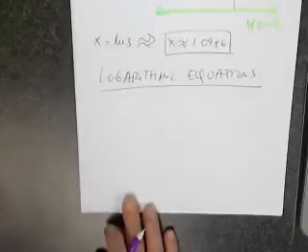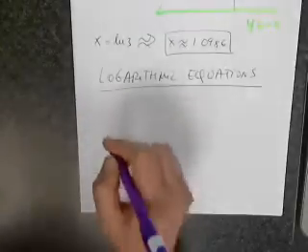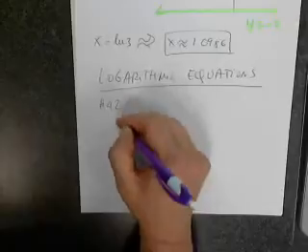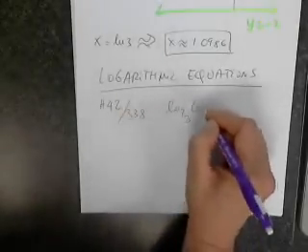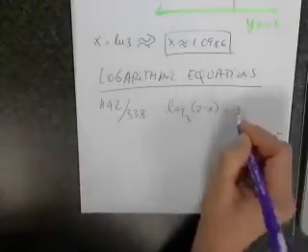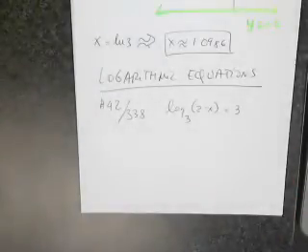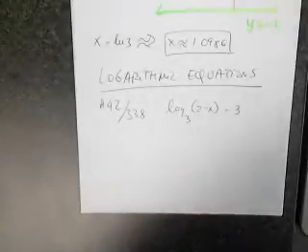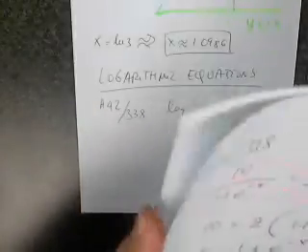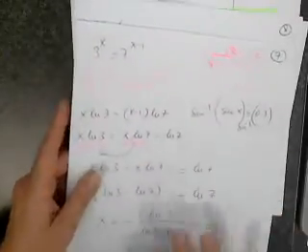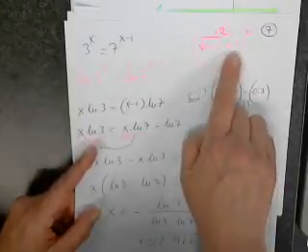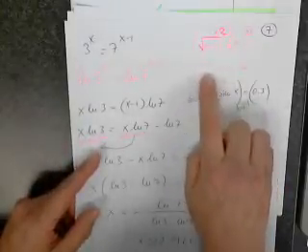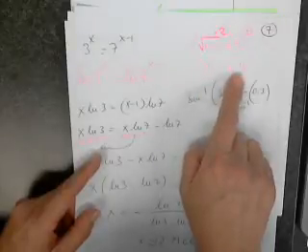Okay, I'm going to start with 42. Same page, 338. Log base 3 of 2 minus x equals 3. Coming back to an example that I used a few minutes ago, this one. So when I solve, I square both sides and I get x minus 1 equals 16. And then I finally get x equals 17, correct?